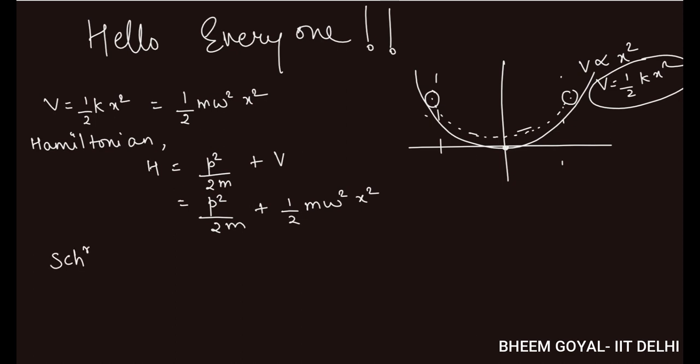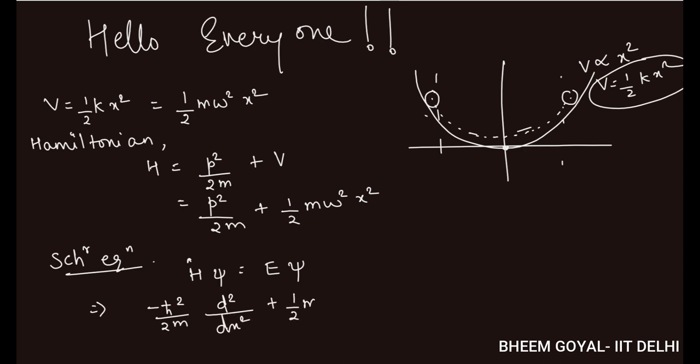So what does it say? Schrodinger equation. I am here using the time independent Schrodinger equation, and that too only in one dimension. So H, the Hamiltonian, operates on psi and gives energy eigenvalue E times psi. So we can write it as minus h bar square over 2m d2 over dx square plus the potential energy term half m omega squared x squared, all operating over psi, giving E psi. So let's move forward.